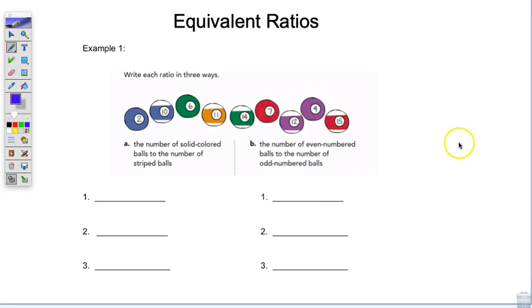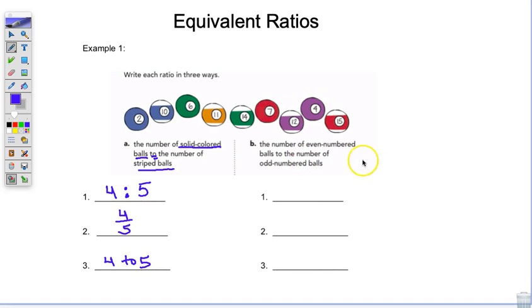In this example, we're going to write each ratio in three different ways. So in A, it says the number of solid colored balls to the number of striped balls. So if I count the number of solid colored balls, it would be 1, 2, 3, 4. Since I'm going to write it in three different ways, the first way is using a colon, 4:5. The number of striped balls, if I count those, is 1, 2, 3, 4, 5. So that ratio is 4 to 5. I can write it using a fraction format, 4 over 5, and also using the word to.